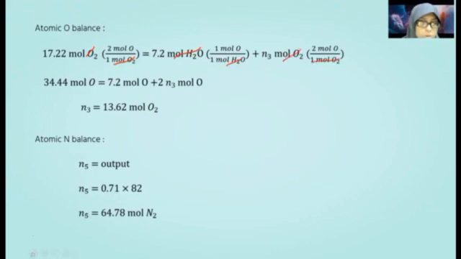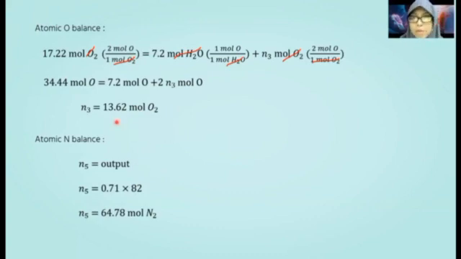So kita boleh buat macam tadi, kita boleh potong untuk mudahkan kerja kita. So apabila kita dah potong, kita boleh buat calculation macam biasa. Di mana 17.22 kita akan darab dengan 2, kita akan dapat 34.44 mol O sama dengan 7.2 mol O tambah dengan 2 N3 mol O. So kita buat calculation, kita akan dapat N3 nilai dia adalah 13.62 mol bagi O2.